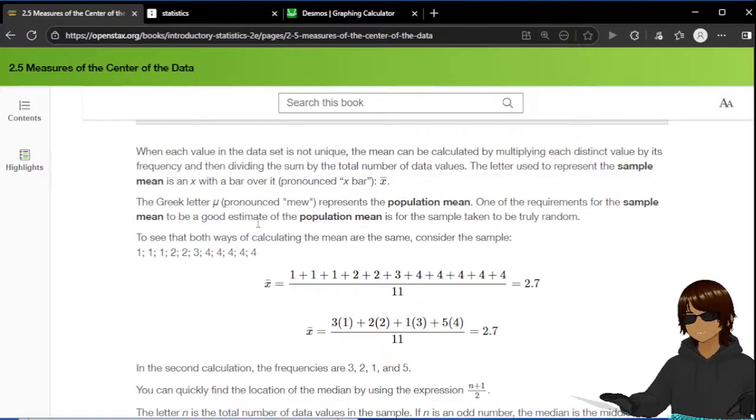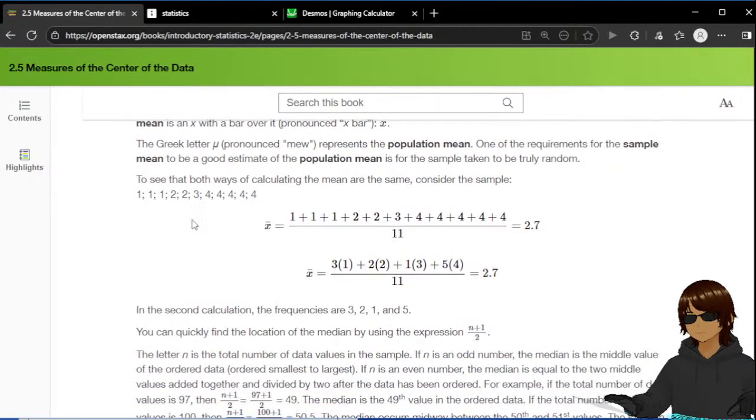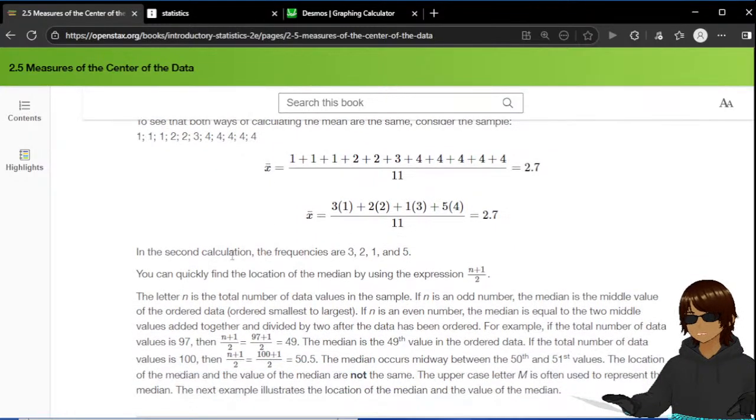One of the requirements for the sample mean to be a good estimate of the population mean is for the sample taken to be truly random. You see that both ways of calculating the mean are the same. Consider the sample. So we have this mean. In the second calculation, the frequencies are 3, 2, 1, and 5.